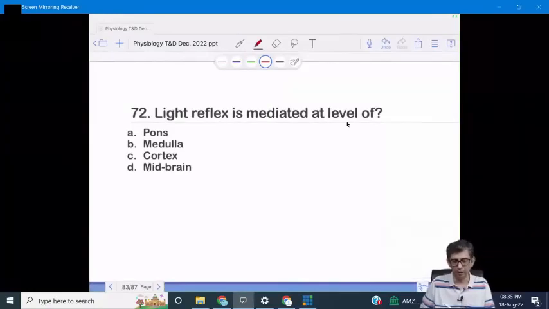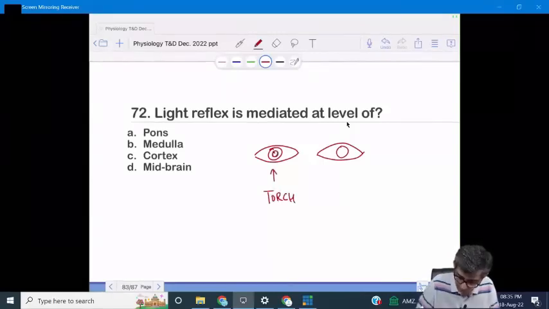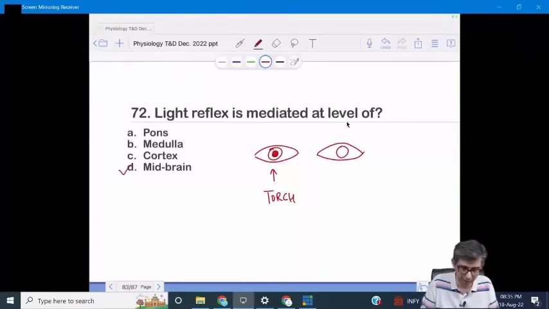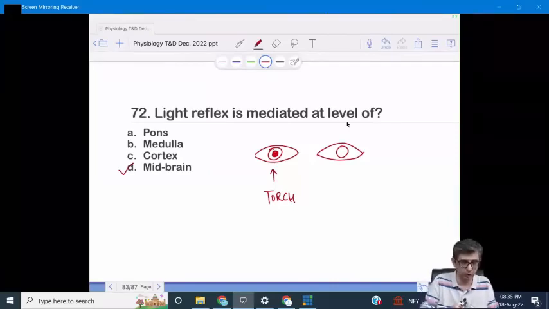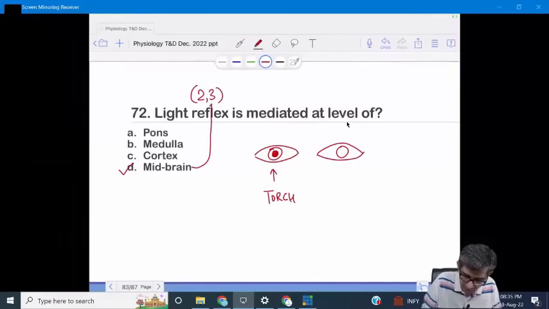Coming to 72. Light reflex would mean that when you shine a torch in the eyes of the patient, there would be a pupillary constriction, and this pupillary constriction would be occurring with respect to the midbrain of the patient. Answer to 72 is option number D, because light reflex की root value second और third nerve होती है, और जो third nerve होती है वो midbrain से originate करती है. Answer to 72 is option number D.